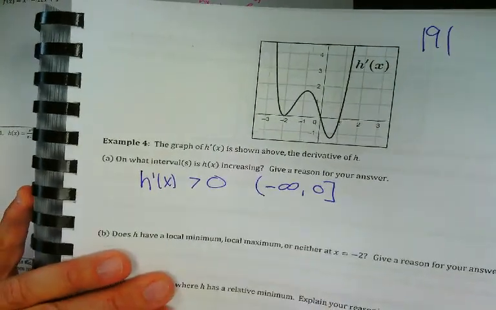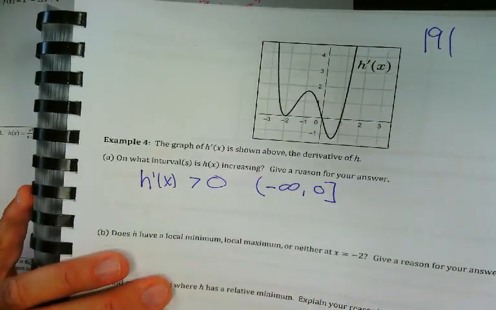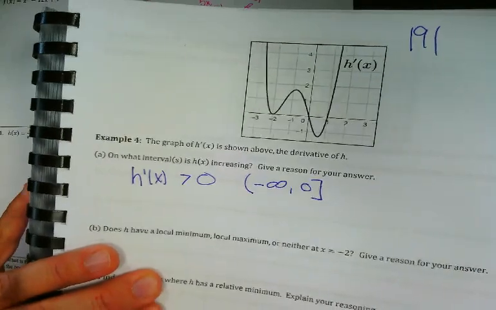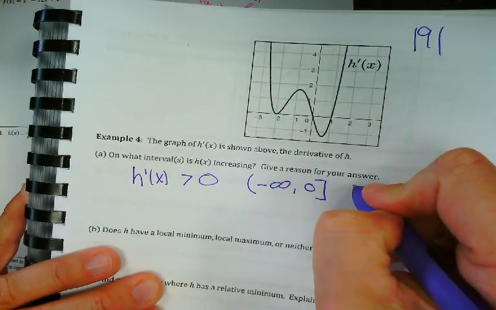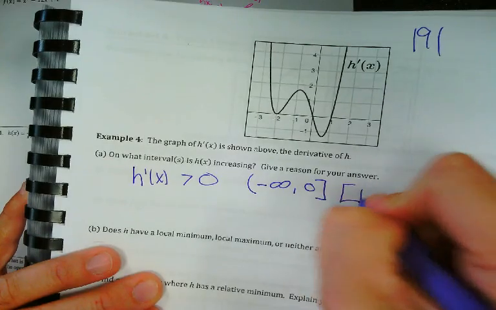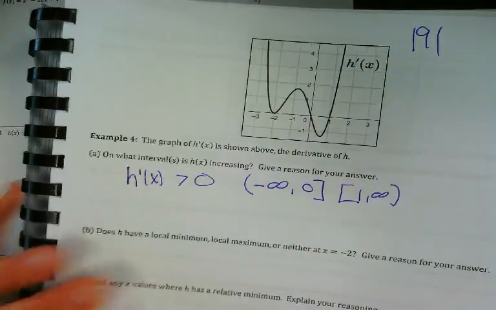H is increasing when h prime is greater than 0. Where else is h prime greater than 0? What did they say? 0 to 1. Or 1 to infinity. Yes, 1 to infinity. Way to recover. Love it.